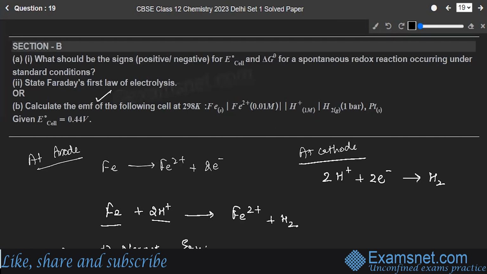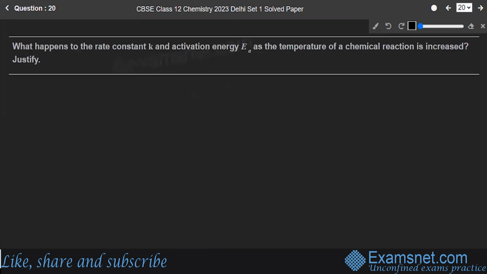You had to calculate the EMF. This is equal to 0.4991 volt. So this is the right answer to the question. Hope you got that. Let's move to the next question, number 20.